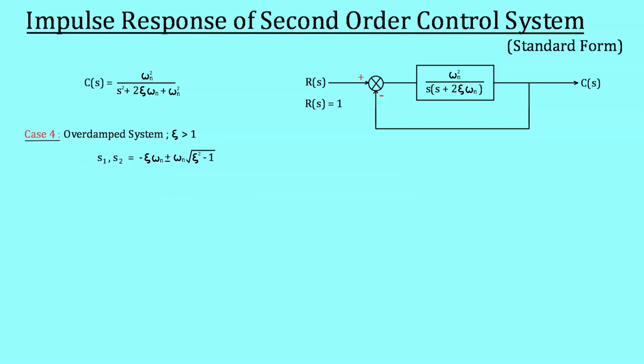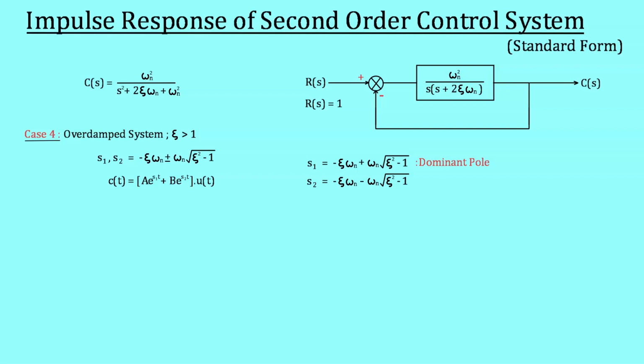The fourth case is of overdamped system. We know the roots of the denominator will be in the form minus zeta omega n plus minus omega n multiplied by under root of zeta square minus 1. The output in this case will be in the form of A multiplied by Euler's number raised to the power s1 t plus B multiplied by Euler's number raised to the power s2 t. The whole expression is multiplied by unit step signal. A and B are coefficients, the values of which can easily be found by using Heaviside residue theorem.